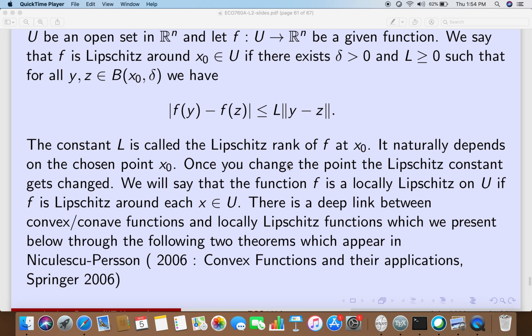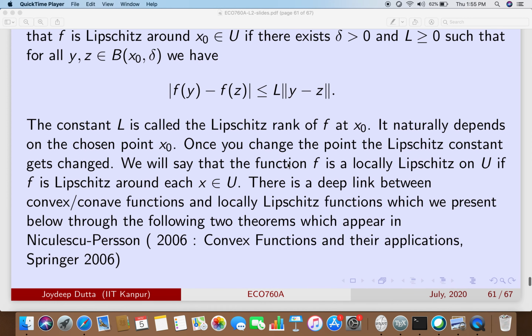So that's what we are going to now show through the following two results. And these results first appeared in 2006 in a book called Convex Functions and Their Applications, written by Niculescu and Persson. One of them is from Romania and one of them is from Sweden, and both are experts in the analytic aspects of convex functions. So they give the two theorems, and we take the proof style also. Maybe our writing is different, but the idea comes from their book.